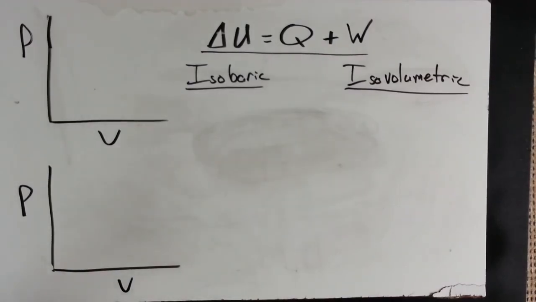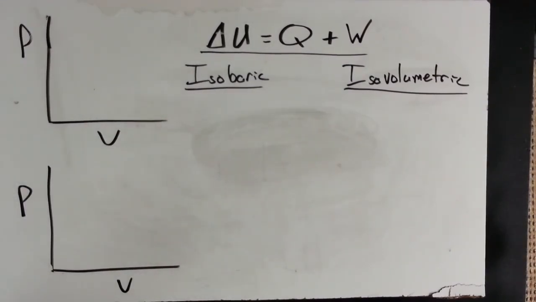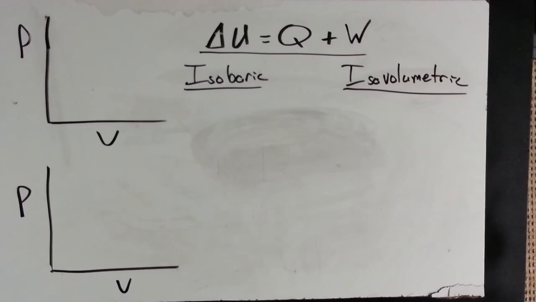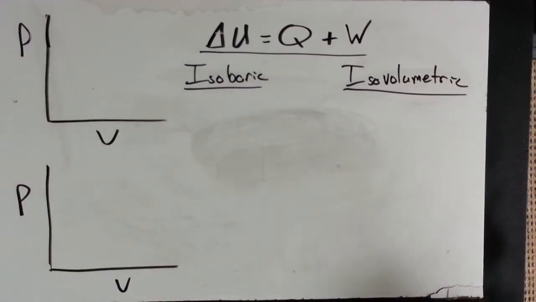Alright guys, so for a quick review on thermodynamic processes, we're going to talk about isobaric, isovolumetric, isothermal, and adiabatic processes and what you need to know for the quiz. So we'll start with isobaric. We'll take a look at our PV diagram and the first law of thermodynamics.